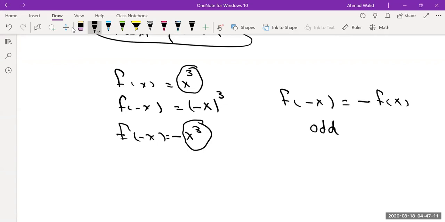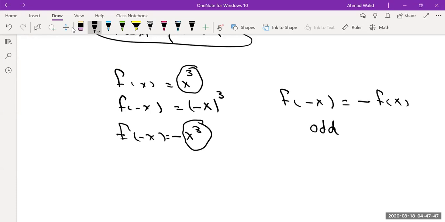Then remember, every time that someone is asking you, or I ask you, is this function even or odd, what should you do? Replace your x with negative x. If f of negative x becomes equal to f of x, the function is even. If f of negative x becomes equal to negative f of x, in that case, your function is odd, correct? I'm sure you remember these lectures, but still I want to explain a lot for you, correct?